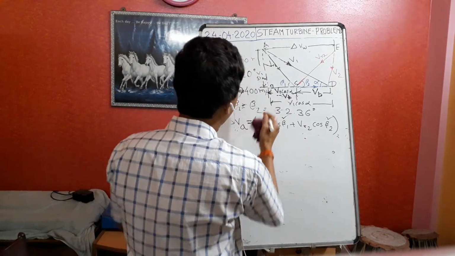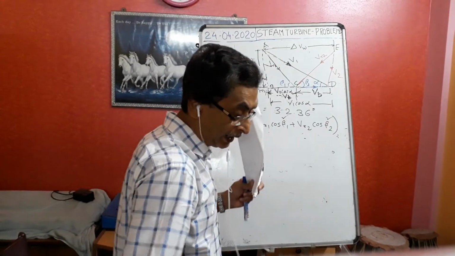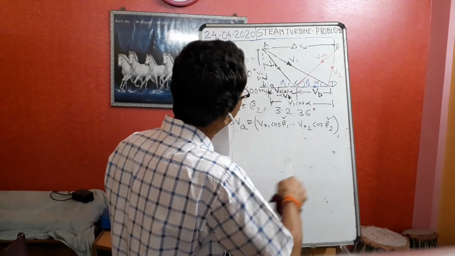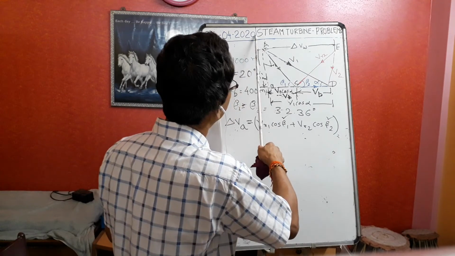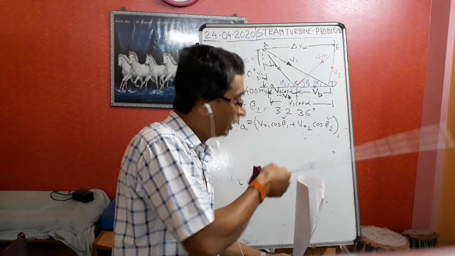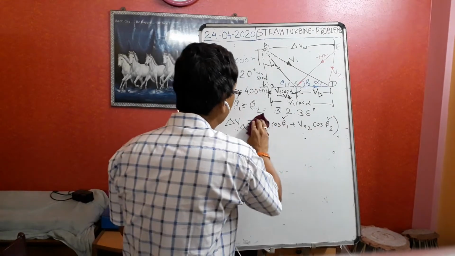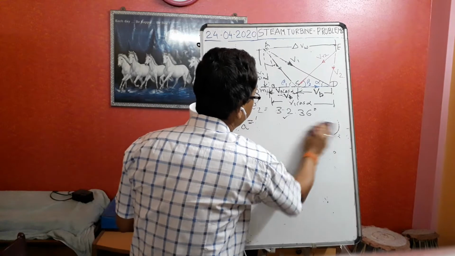Because this is in this direction. This is the blade direction. Blade is moving in this direction, and this is perpendicular to the blade. So blade is moving like this, and these are the perpendicular directions. So del VA. Now we have to find out del VA.